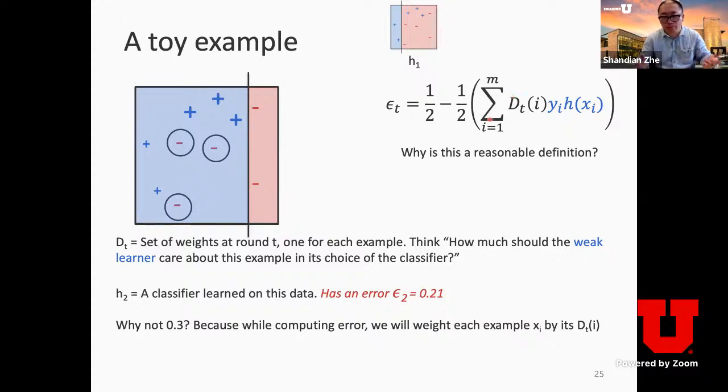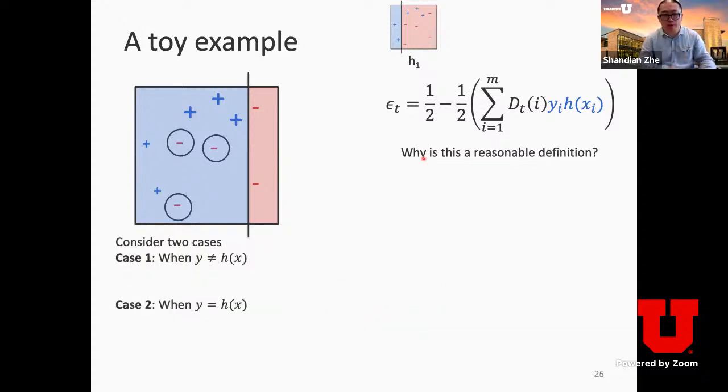So if you want to calculate the weighted error of your learned hypothesis or weak classifier, you just apply this formula, right? So now I want to say why this is reasonable. We need to look at the cases where we make a correct prediction and a wrong prediction. So actually we have two cases. First, when your prediction is different from the ground truth, what is the product of this yi h of xi?